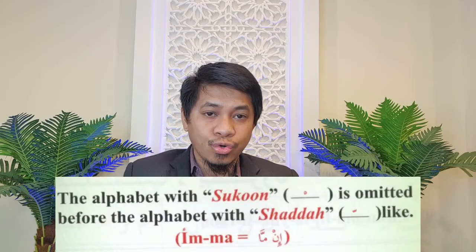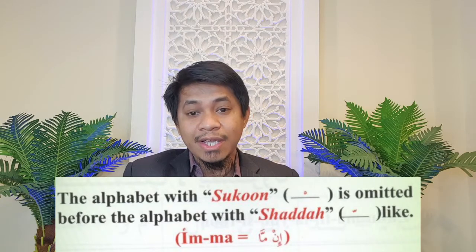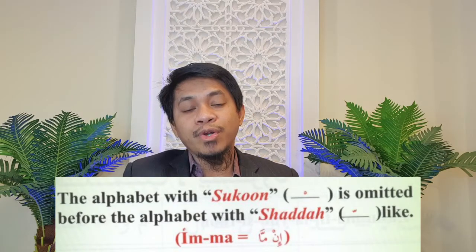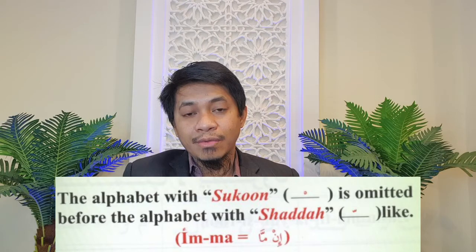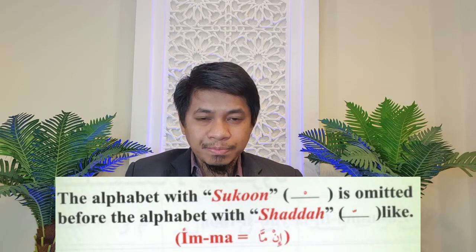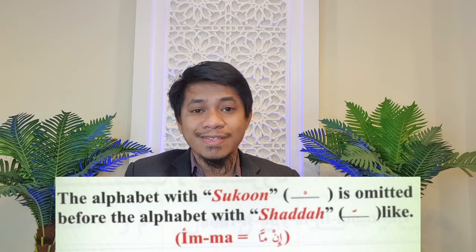So we will just focus: whenever we see a Sukoon and the letter that comes after it is with Shaddah, basically what we're going to do is the Sukoon will get omitted, and it will merge with the letter that comes after it, which is with Shaddah. Now to elaborate, we're going to have a lot of examples, since it is something that is too many in the Mus'haf, or in the Quran.